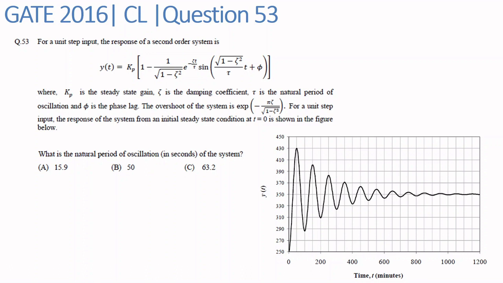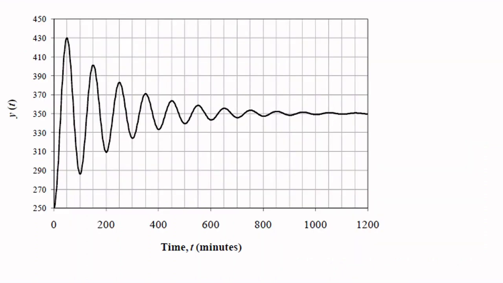For a unit step input, the response of the system from an initial steady state condition at t equal to 0 is shown in the figure. What is the natural period of oscillation of the system in seconds? Let's take a look at the solution of this question. So let's first interpret this graph.